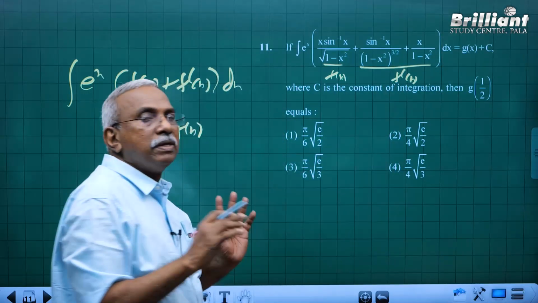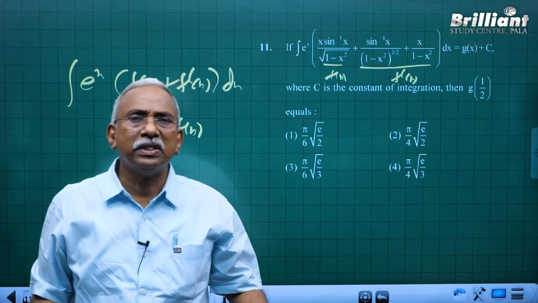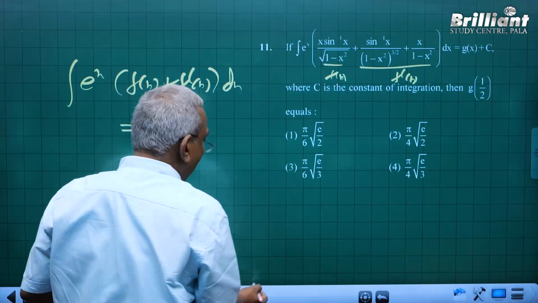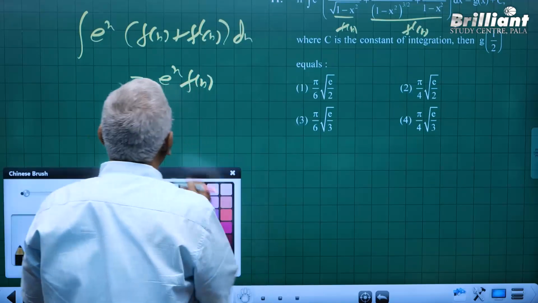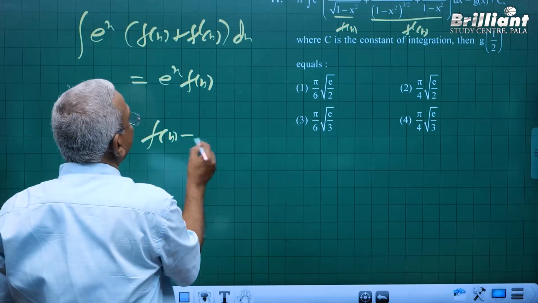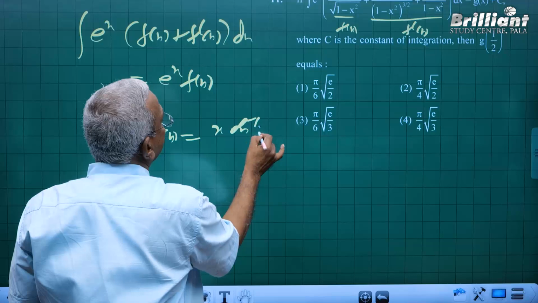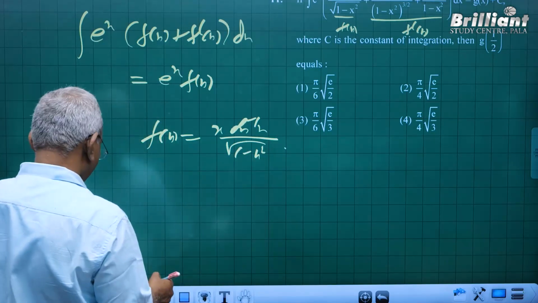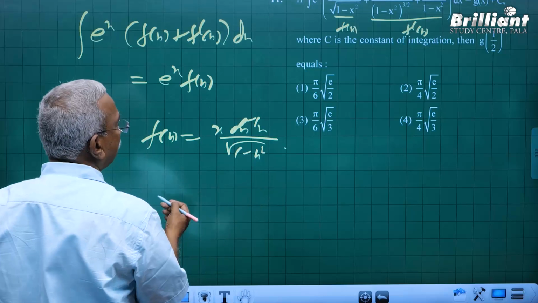If it is f dash x, then the problem is okay. Otherwise, it's actually a lengthy process to find. So, I come back to this one, finding: let f of x is equal to x sin inverse x divided by root 1 minus x square. So, we can apply f dash x by using the symbol.